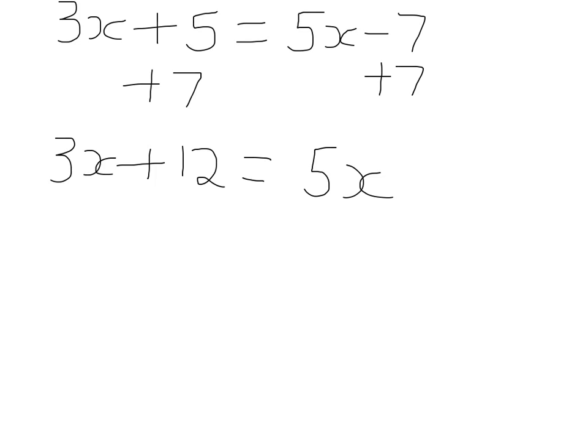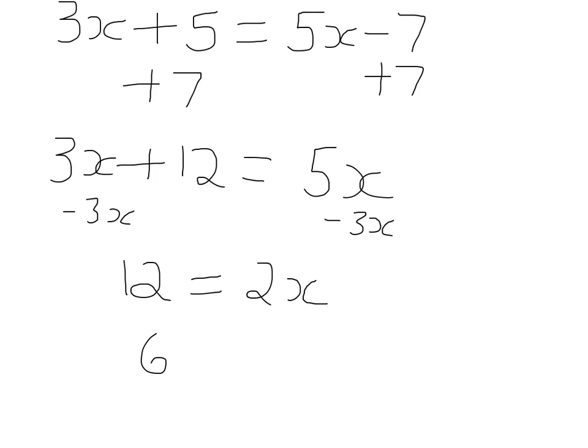Now I'm trying to get the x's on one side of the equation and a value on the other. So looking at this, the logical step is to take 3x from both sides. So I'm left with 3x take away 3x is nothing, so I've just got 12 on that side. And 5x take away 3x is 2x. If I know what 2x equals, I can divide by 2 to find x. So in this equation, x equals 6.